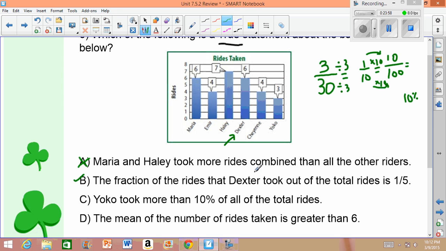So if we look at our statement, it says she took more than 10% of all the total rides. And she did not. She took exactly 10%. So that makes statement C false.